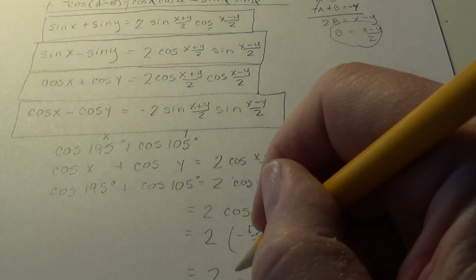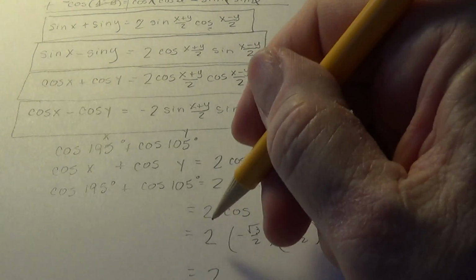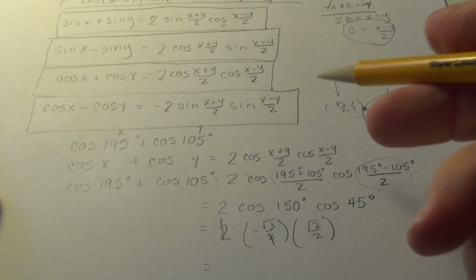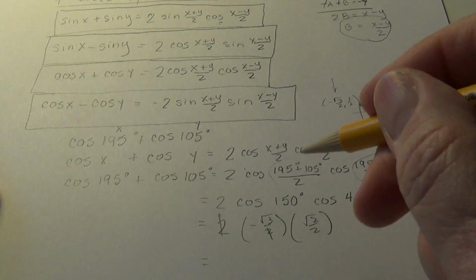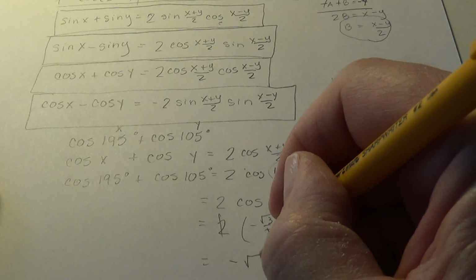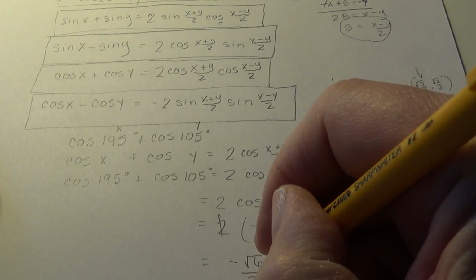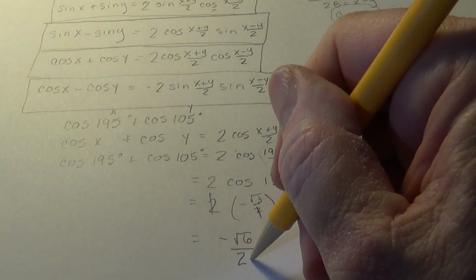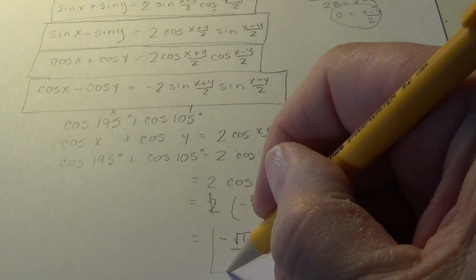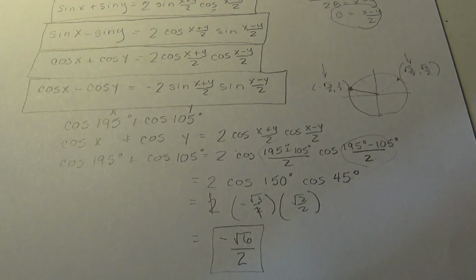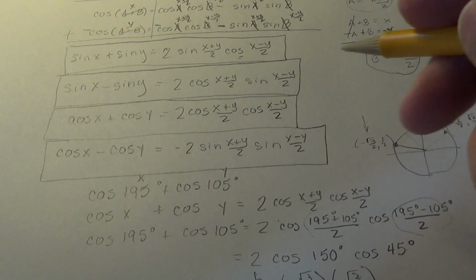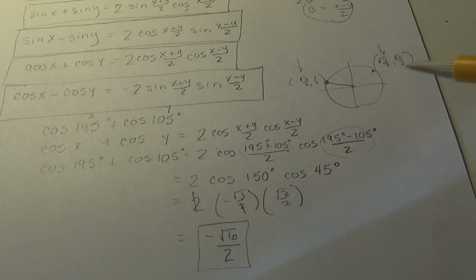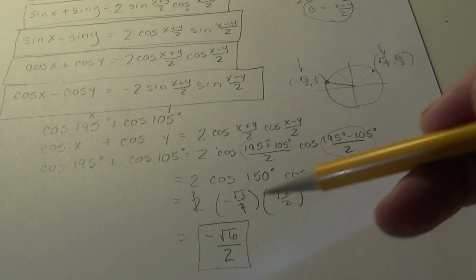2 times, oops, this 2 will cancel out. And we're going to get negative square root of 3 times negative square root of 2 over 2. That cannot be simplified because this number is in the radical and this one is out. So that's as far as this will go. And that is the exact answer. If you put this into your calculator, you would just get a decimal. It's just an approximation. This is exact.